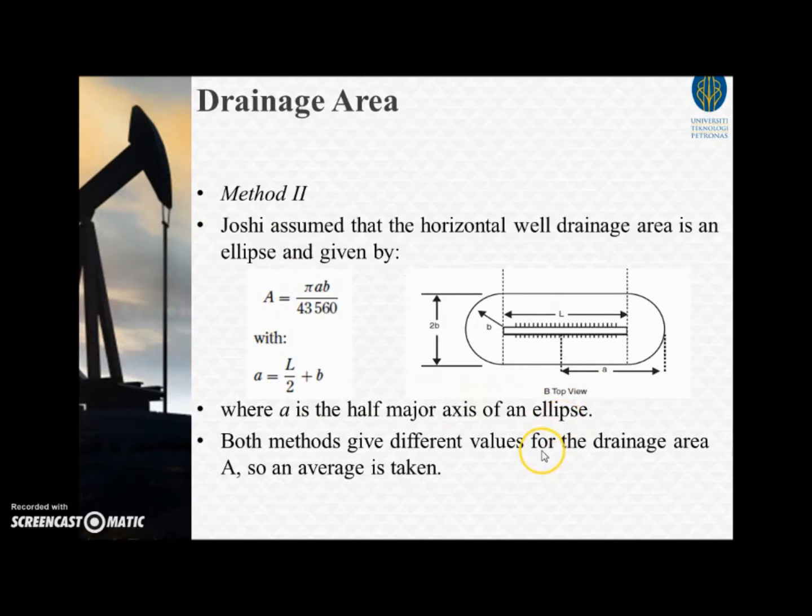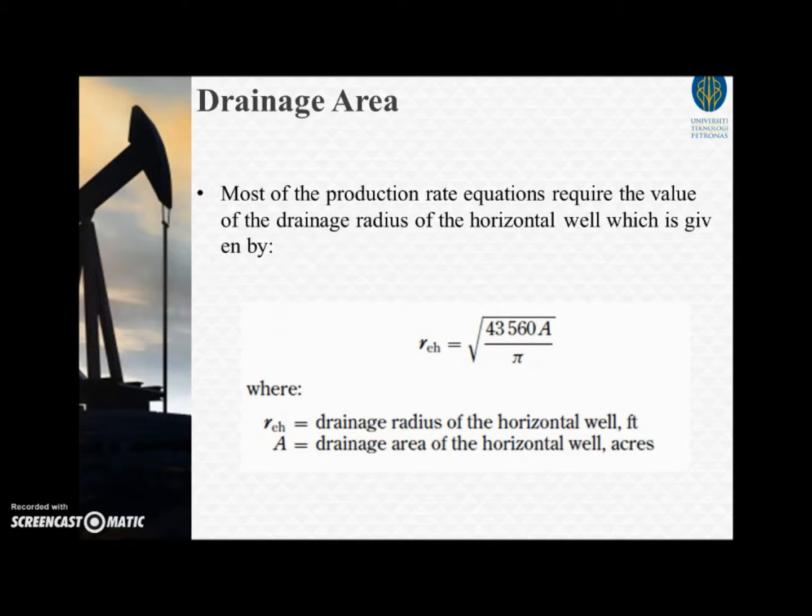Joshi also noted that both methods give different values for the drainage area, and suggested assigning the average value for the drainage area of the horizontal well, which is done by adding the two values and dividing by 2, meaning method 1 and method 2 added together and divided by 2. Most of the production rate equations require the value of the drainage area of the horizontal well, which is given by this following formula. So it's worth taking note to memorize this formula, I hope.